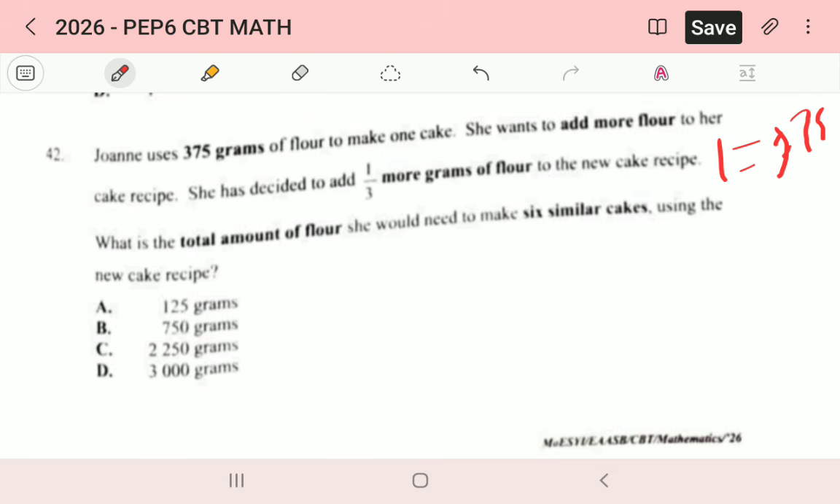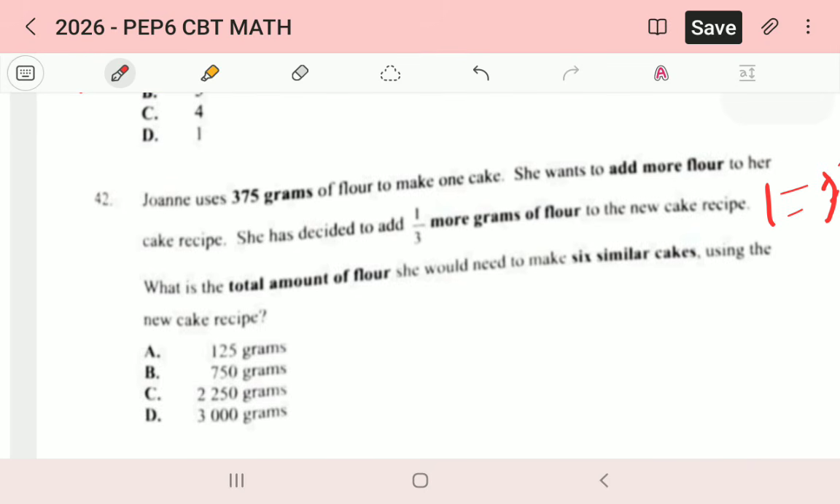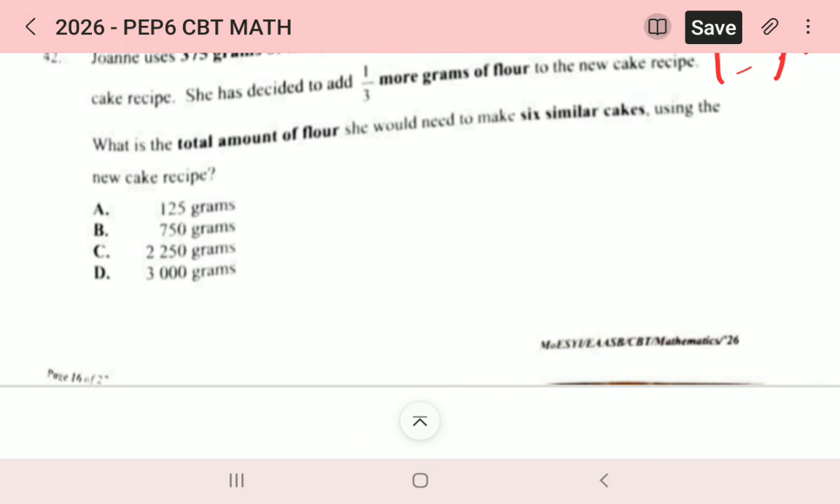All right, now she's adding another 1/3. So 1/3 of 375 is simply dividing 375 by 3, because a third is 3. So 375, oh Lord, hold on, I need space here.